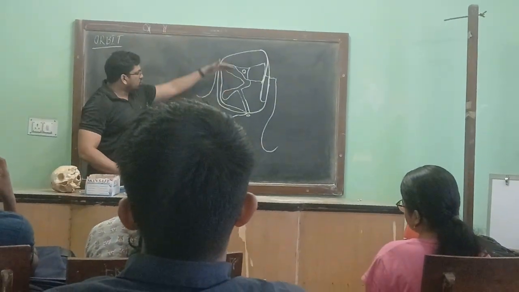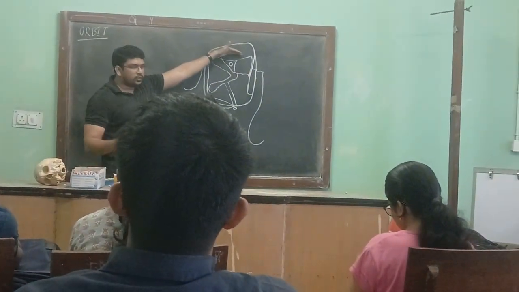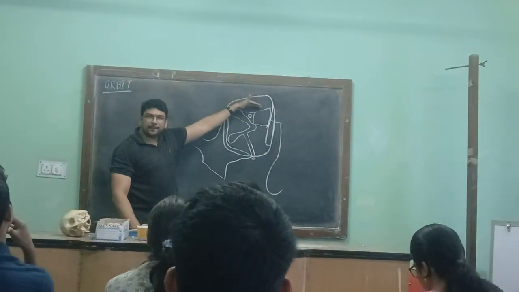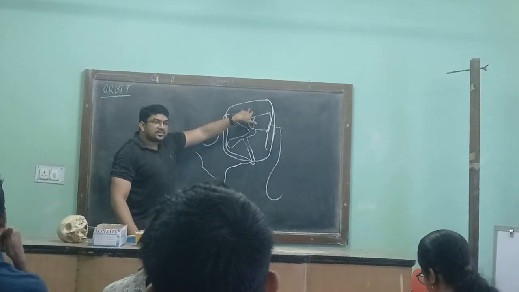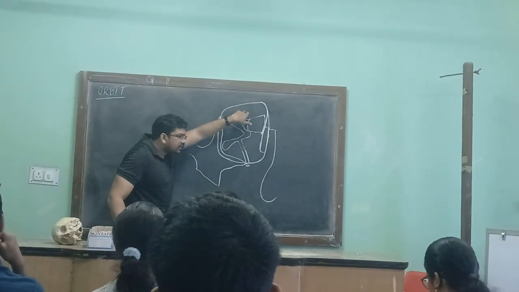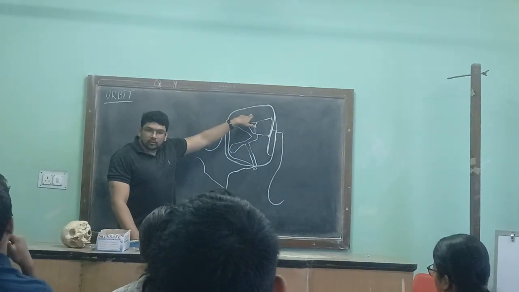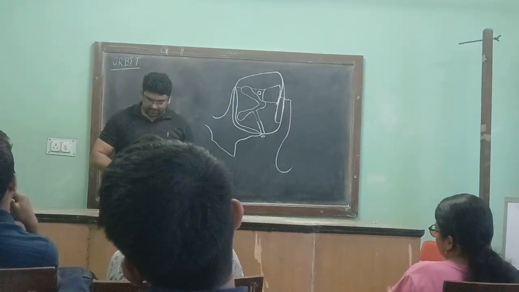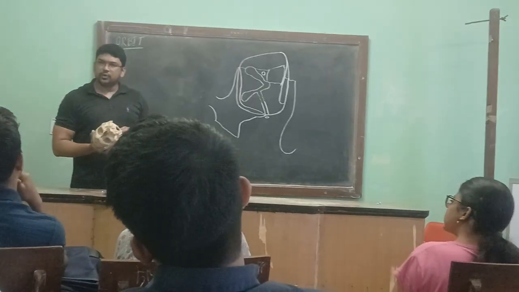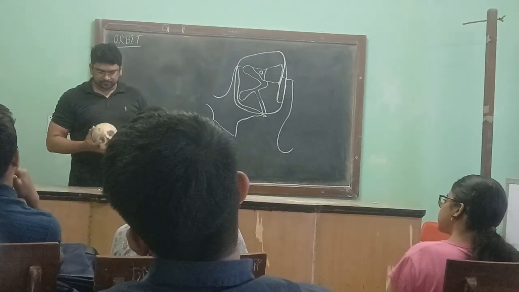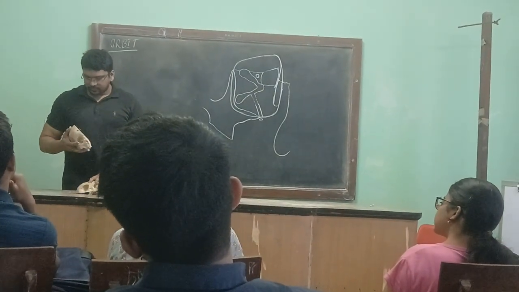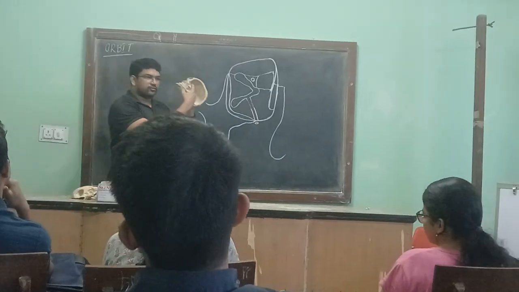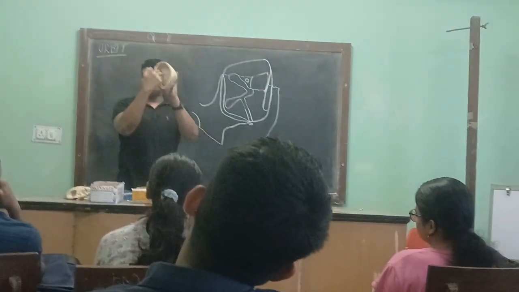First of all, the roof is formed by the frontal bone. You must know about it. The roof is formed by the orbital plate of the frontal bone. You already know the orbital plate of the frontal bone, that one very well, right?